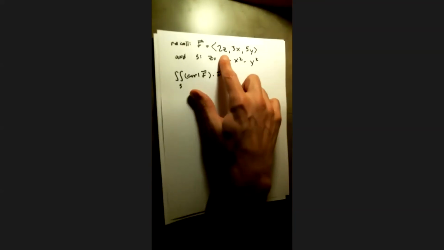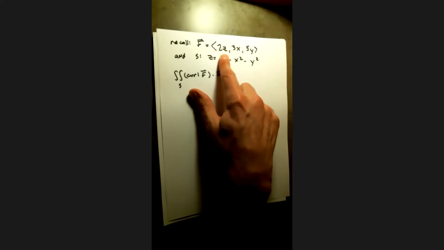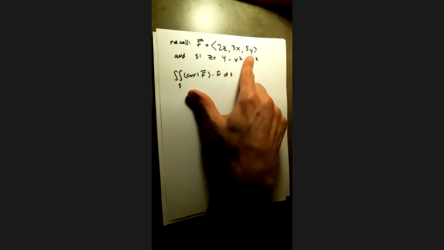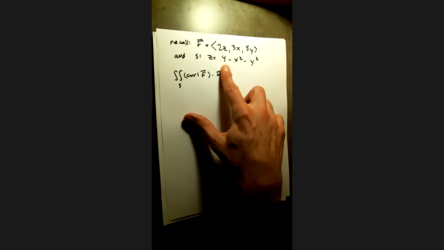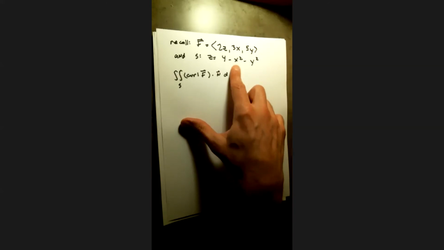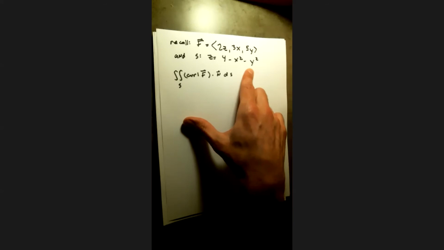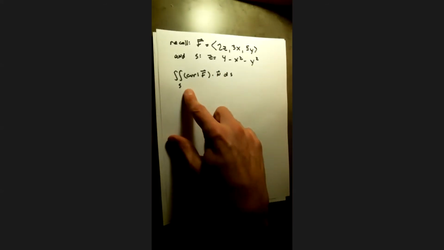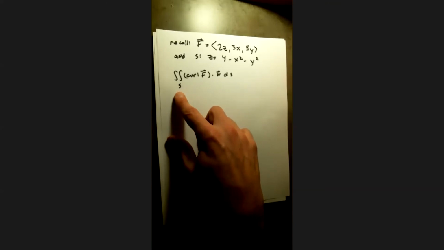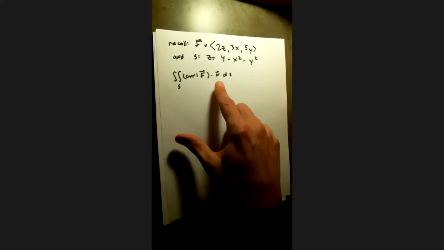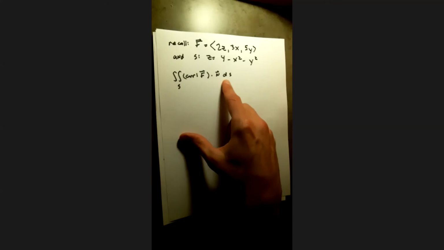Okay, so same question, same field, 2z, comma 3x, comma 5y, but now we're going to focus in on our surface, 4 minus x squared minus y squared, and we care about the part that is on or above the xy plane. And we're going to try to evaluate the surface integral of the curl of F dotted with n dS.